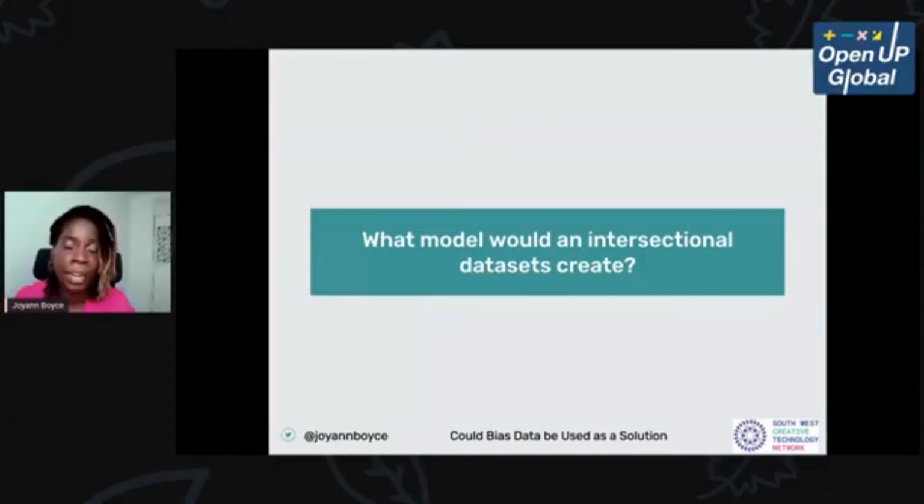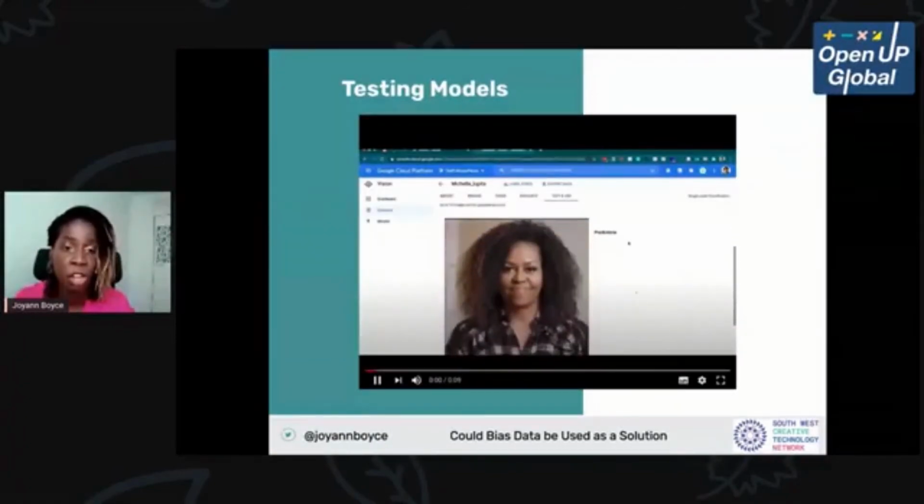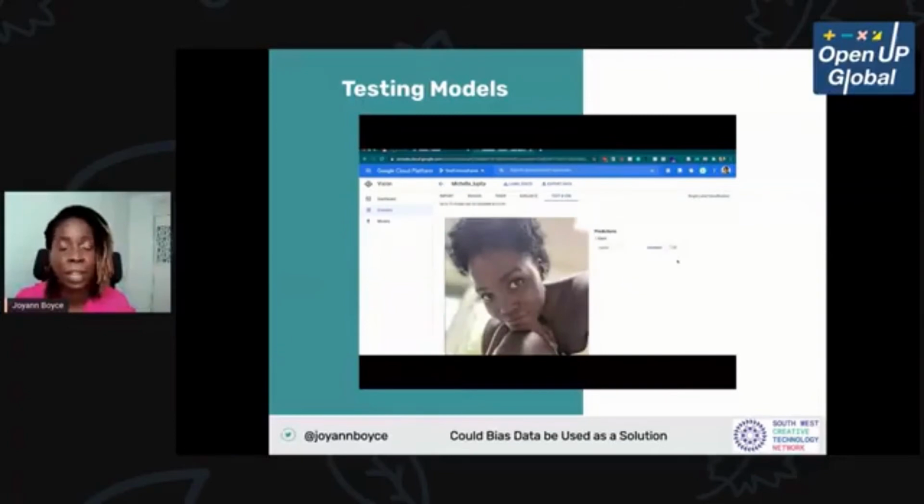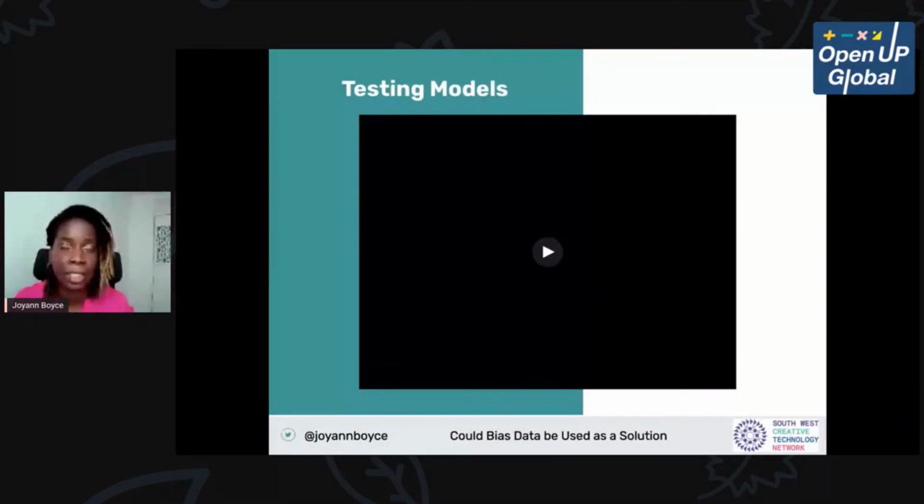So I started exploring platforms like Microsoft Azure, Google AutoML for cloud machine learning, and IBM, I want to say Watson, but there are tons of platforms out there, open source and cloud hosted, that you can build and test your own models with these data sets. So for one model I built, I chose pictures of Michelle Obama and Lupita Nyong'o. And in this model, it simply identifies whether the picture is Michelle or whether it's Lupita. And it only has one label set, which is the names of Lupita or Michelle. So that was the outlook of what you can do with weighted or intersectional data.